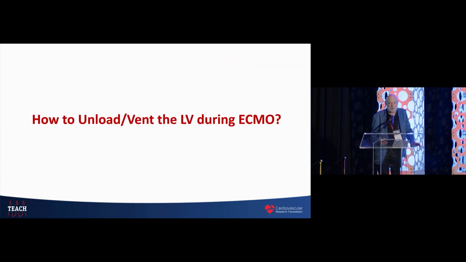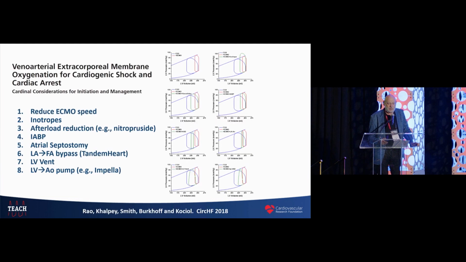So how to unload or vent the ventricle in these conditions? There are at least 10 different ways to go about this. This was from a review article that we wrote already 6 years ago. And since then, there are 2 additional things that have come up. So you can reduce the speed of the ECMO. You can add inotropes to get the aortic valve opening. You can use aortic balloon pump to reduce afterload.